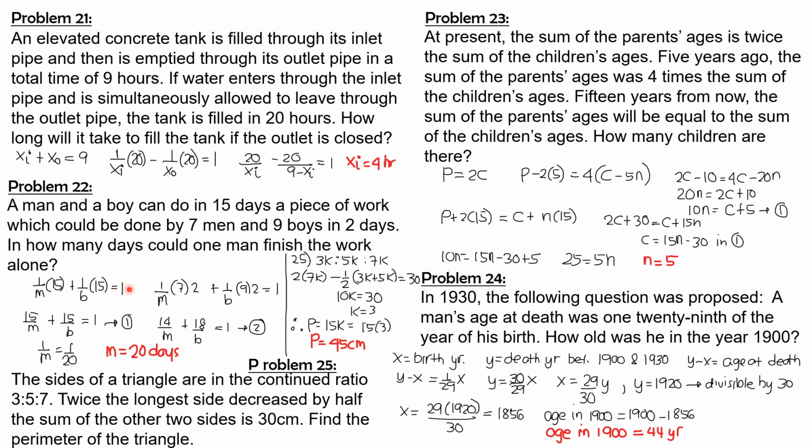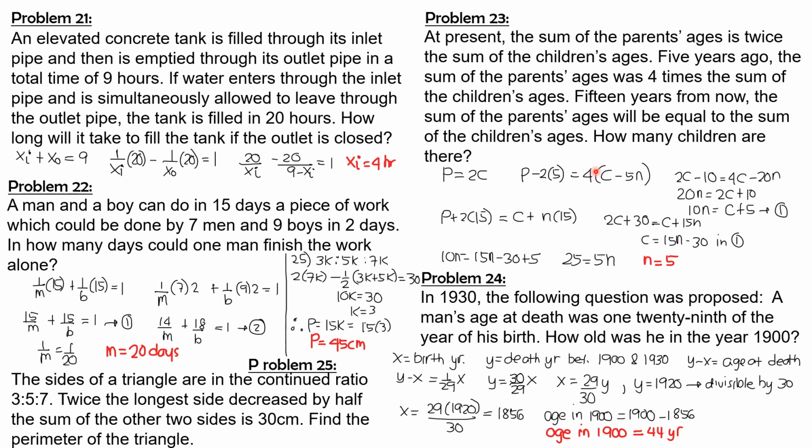In the second situation, 1 over m is the rate of the man, there were 7 of them working for 2 days, plus rate of the boy 1 over b, there are 9 boys working for 2 days, then the job is also completed. Simplifying, 15 over m plus 15 over b is 1. Call that equation 1. This one, 14 over m plus 18 over b equals 1, equation 2. Solving equations 1 and 2 simultaneously using your calculator, that means 1 over m is 1 over 20, so m is 20 days.